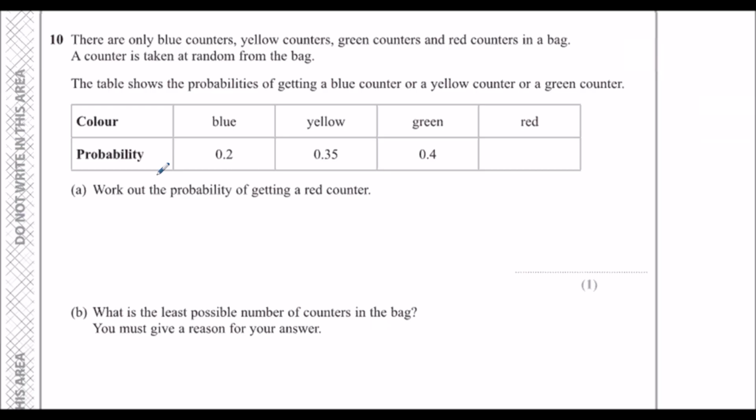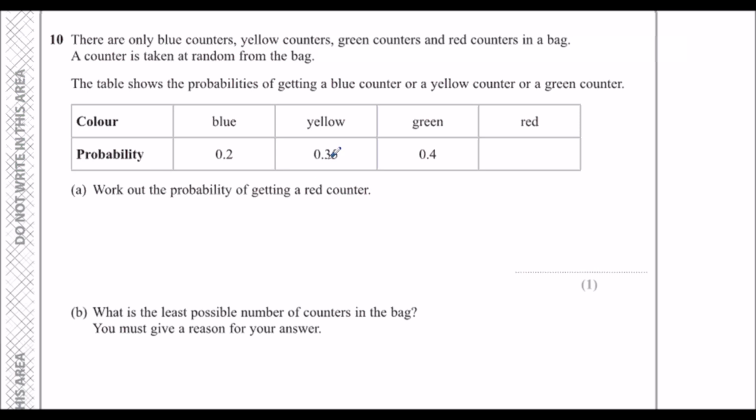Question 10. There are only blue counters, yellow counters, green counters, and red counters in the bag. A counter is taken at random from the bag. The table shows the probabilities of getting a blue counter, or a yellow counter, or a green counter. Work out the probability of getting a red counter.